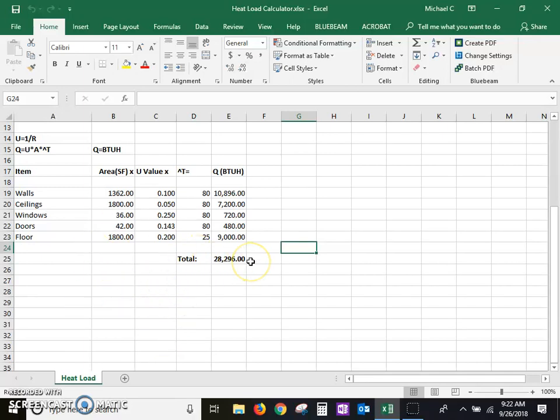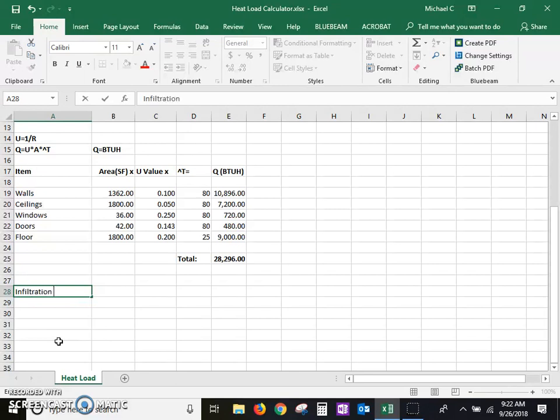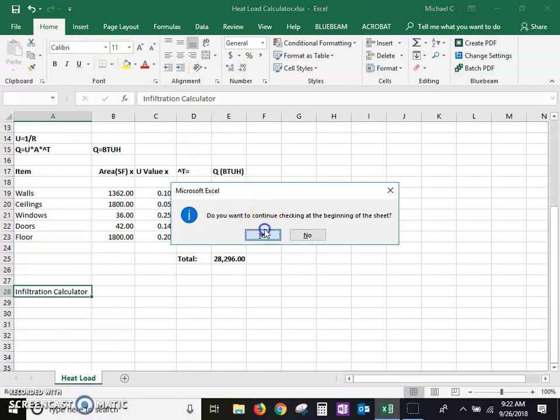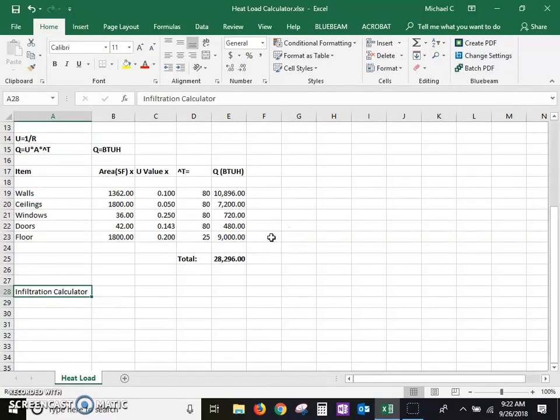So after we have our math here for our Q value, our BTUs per hour that we need to heat the house based on transmission, we've got to look at the air leakage as well. So we'll make what's called an infiltration calculator. Did I spell that right? I spelled infiltration calculator right. If you don't remember, F7 is the key for spell check. Please spell check your work.